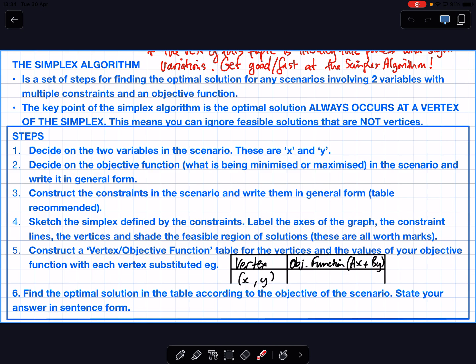And really, the only new thing that you're adding to what you've been doing in the previous exercises is step 5, making this little table where you check the vertex and the objective function in there. You can see what that's about when we do an example. And you find the optimal solution.